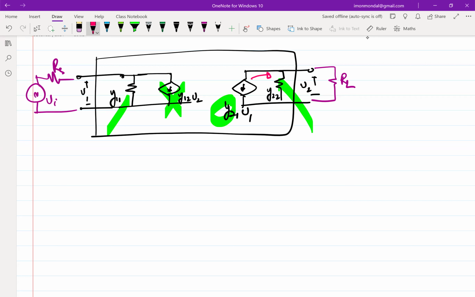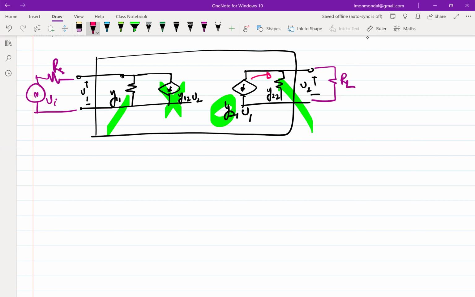So if the incremental current gets divided between this intrinsic Y22 and the final RL, then naturally I am losing some part of the power into this intrinsic resistance. Some part of the current is flowing into the intrinsic resistance and not into RL. So ideally, we would want Y22 to be 0, right?